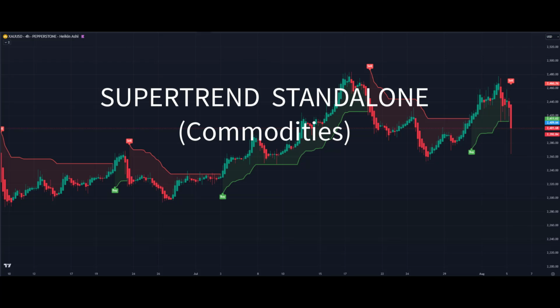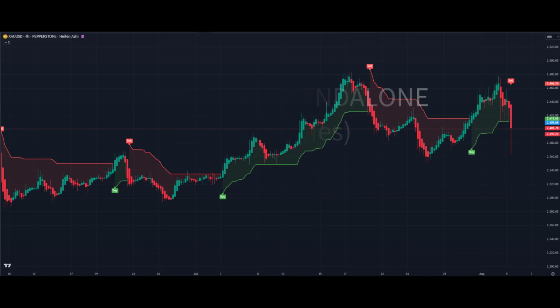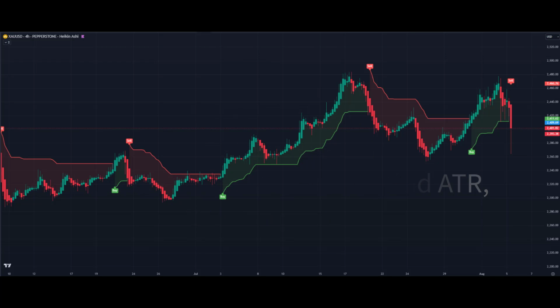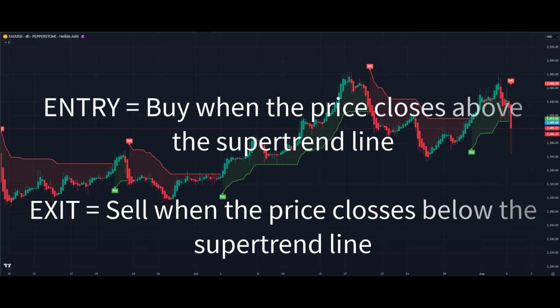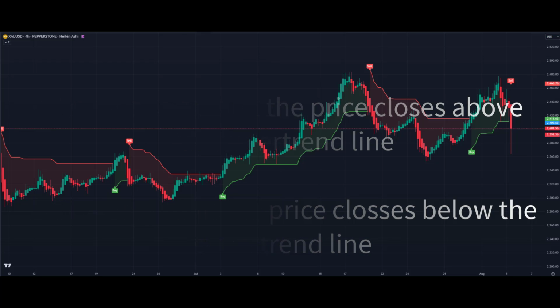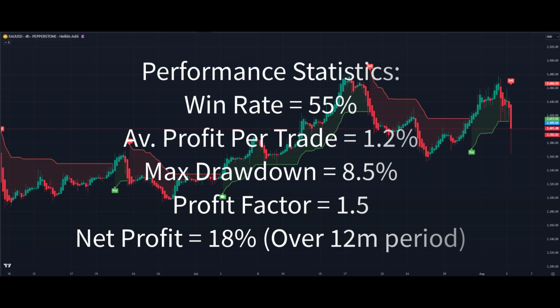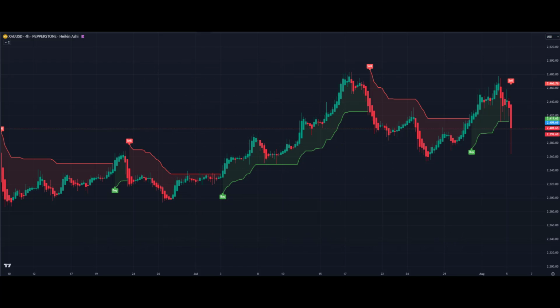And fourth up, we've got a commodities market example for you here using gold, and it's just the Supertrend on its own with the settings 14 period ATR, 3 times multiplier. How do we get in? We buy when the price closes above the Supertrend line, and we sell when the price closes below the Supertrend line. Now, performance stats wise, slight edge there: 55% win rate, average profit per trade 1.2%, max drawdown 8.5%, profit factor 1.5, and the net profit 18% over 12 months.